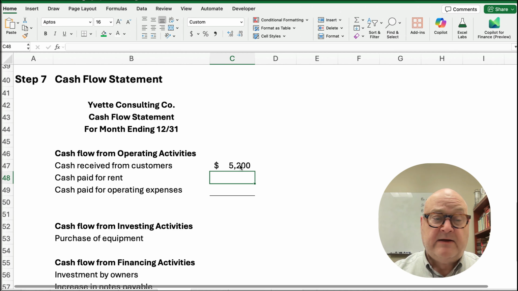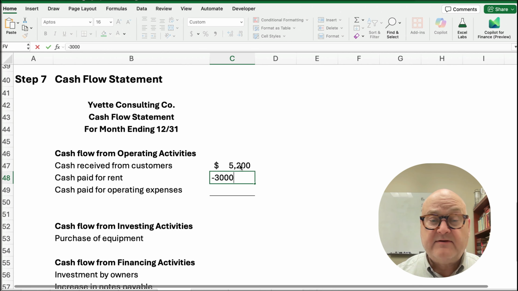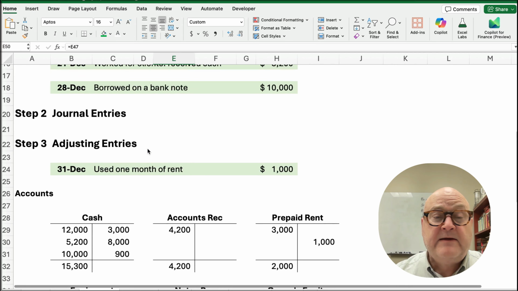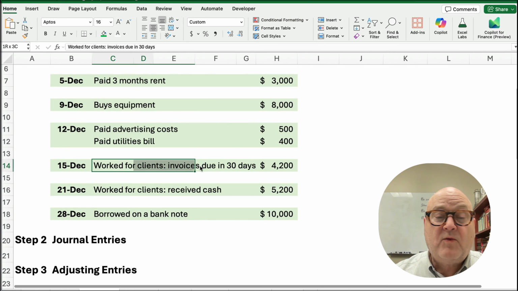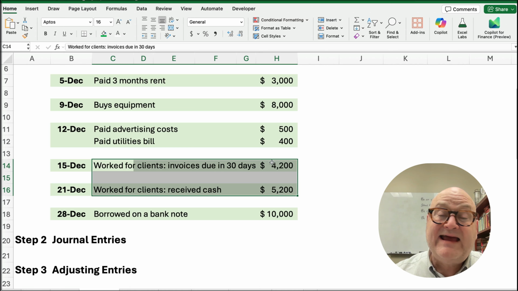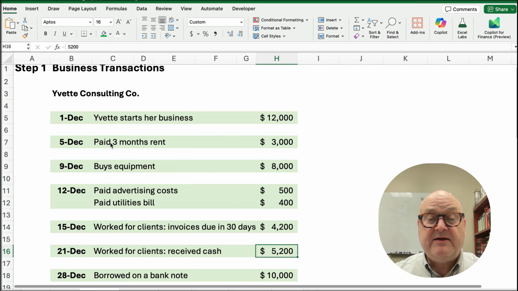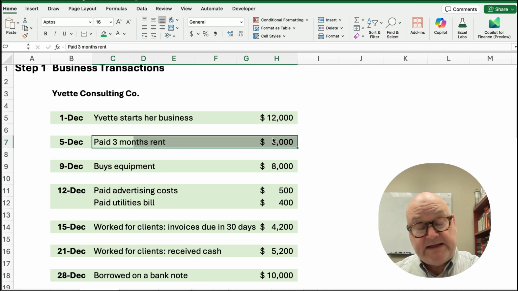So the second one, remember the second one, 5,200, was a cash transaction where we calculated the cash received from customers. Now, we also paid cash for rent. How much cash did we pay for rent? Well, we paid $3,000. So minus $3,000 is our cash paid for rent. Let me go back and look at these transactions. So what we had was, we work for clients and they haven't paid us the $4,200 yet, but they have paid us $5,200. So our cash received from customers is $5,000. We paid $3,000 for rent.